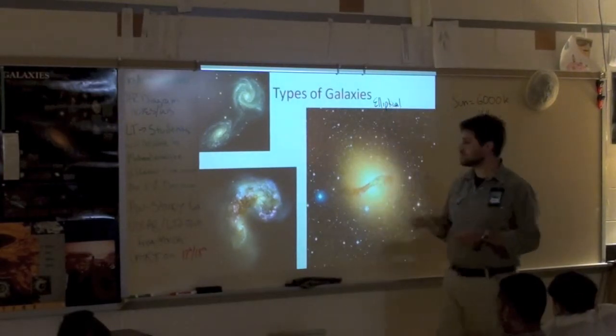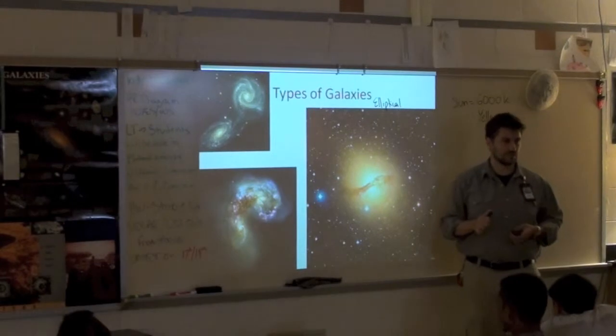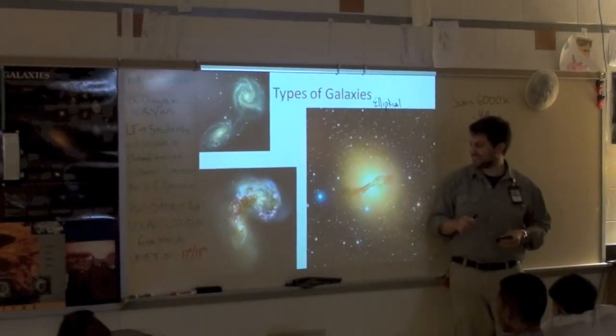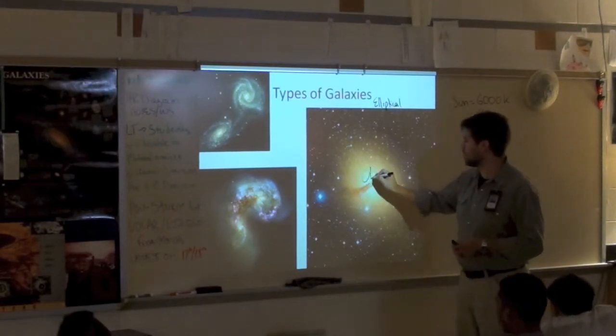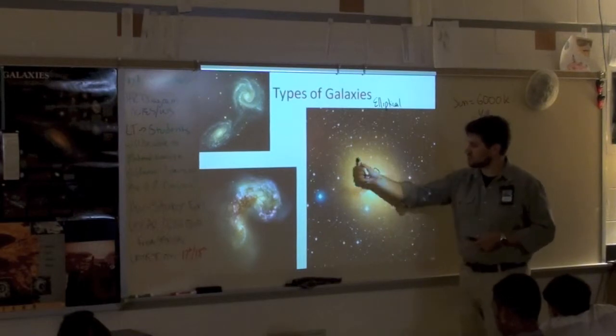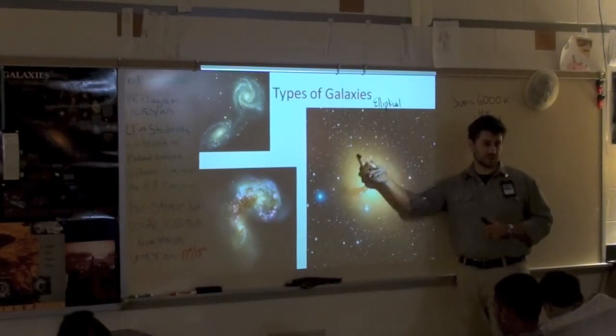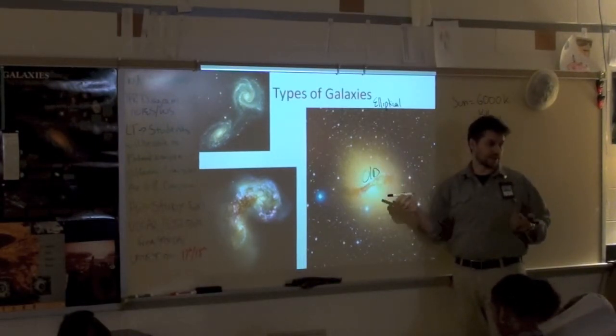What kind of stars are in the elliptical? What kind of stars? Are they old, young? They're old. So these are old stars. These are often the cores of galaxies.